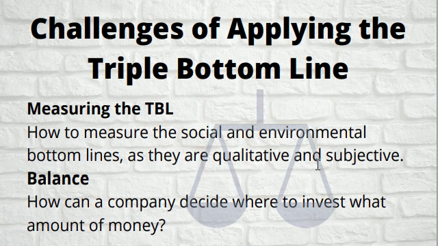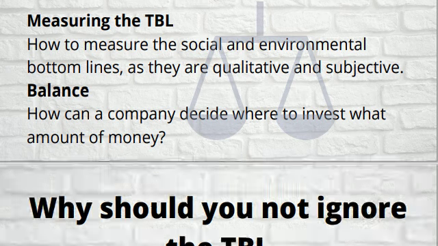So this is one of the challenges that companies or organizations usually face when we talk about the triple bottom line. And the second one is balance. How can a company decide what amount to invest where? Because of the subjectivity and the nature of these bottom lines, it is very difficult to come to a particular amount as to how much a company should invest in a particular sector or a particular activity. So these are the main two challenges which a company might face when they apply the triple bottom line.